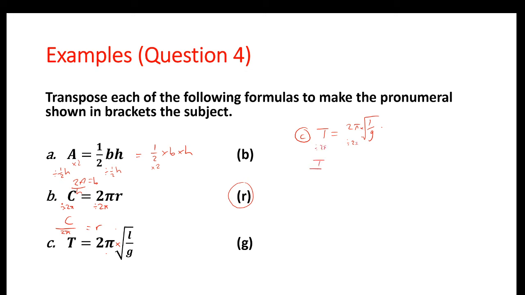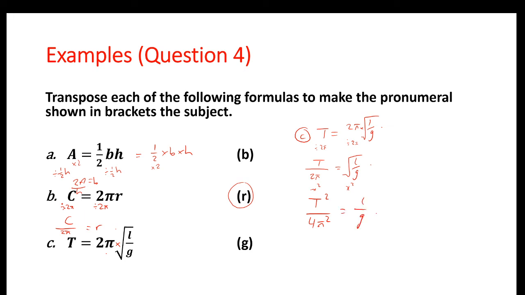So this is going to give me T over 2 pi is equal to the square root of L over G. Now to get rid of the square root, I know that the opposite is to square it, so I'm going to square both sides. Now when I square this side, I square everything. So I basically say to myself, what's T squared equal to? Well, that's just T squared. 2 squared is equal to 4, and pi squared is equal to pi squared. And that's equal to L over G.